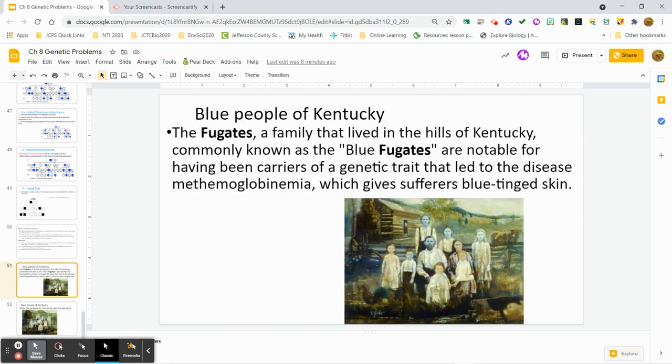So I will give you one more example, and this is really the Blue people of Kentucky. They're called the Blue Fugates. This is a family that lived in the hills of eastern Kentucky, and they're notable for having been carriers of a genetic trait that led to the disease, this right here, which gives sufferers blue-tinged skin.